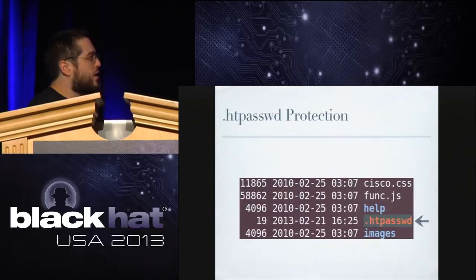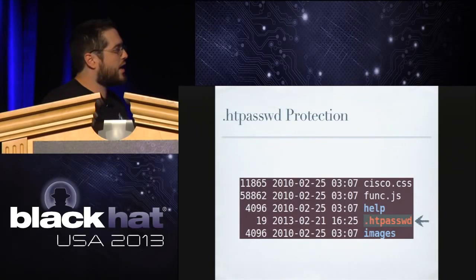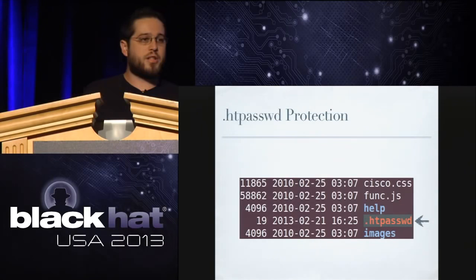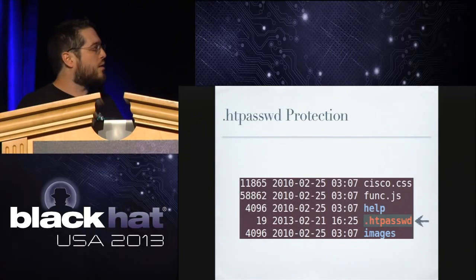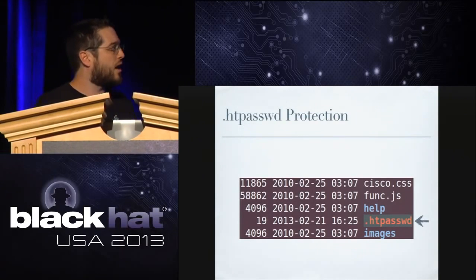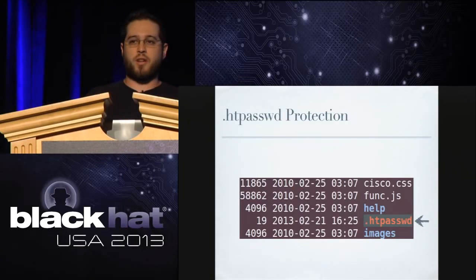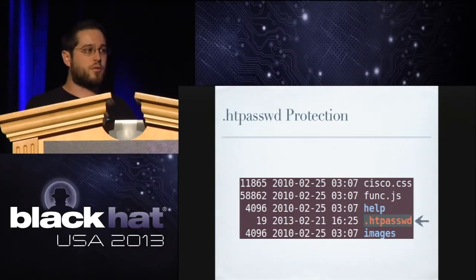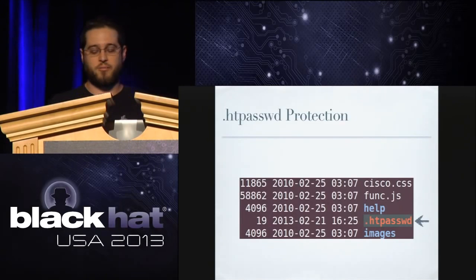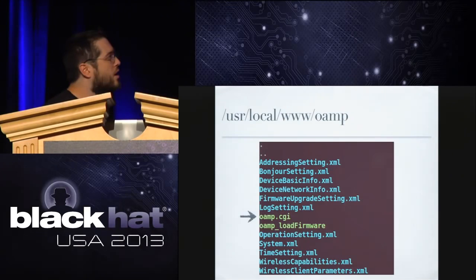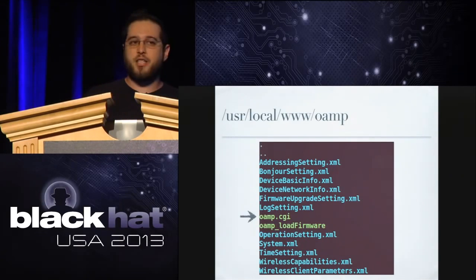Now, it too has a web server, and it enforces authentication by using HTTP password files, which most people are probably already familiar with. So basically, you put an HTTP password file, or more specifically, a symlink to a centralized HTTP password file, in every directory that you want to be password protected. So looking through the firmware, every single directory in the web interface had a .htpasswd file, except one. The OAMP directory did not have any HTTP password file.